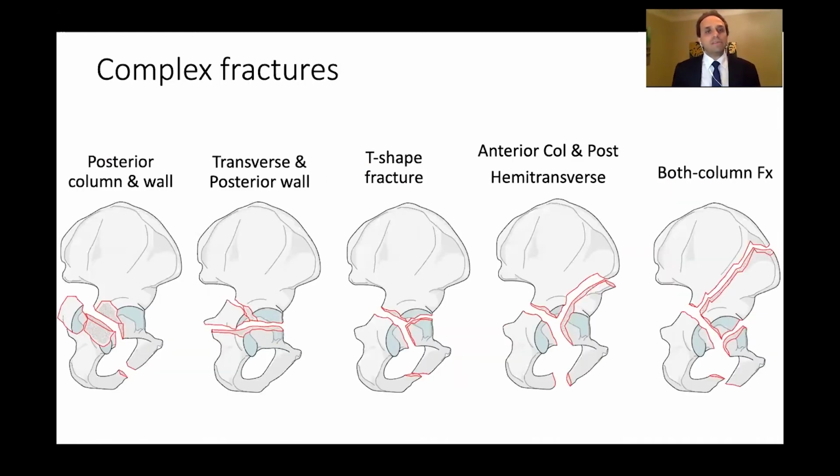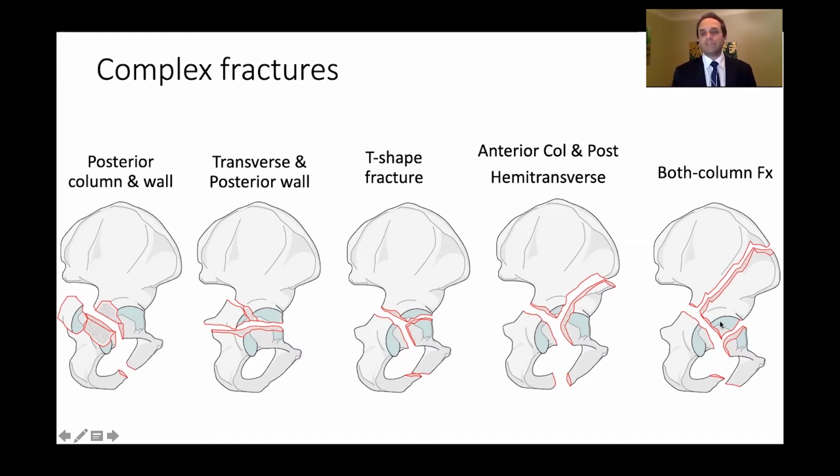Then we come to the complex fractures, which are posterior column with posterior wall, transverse with posterior wall, and the T-shaped fracture, which is actually a transverse fracture, but has a limb that goes down and exits somewhere between the pubic bone and the ischium. So it can exit here, here, here, here, or there. Then we have another type, which is the anterior column with posterior hemitransverse, which is actually similar to a T, but with a high anterior column.